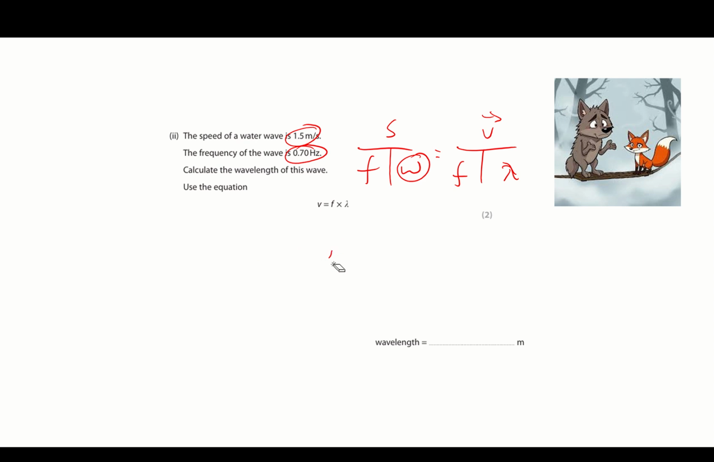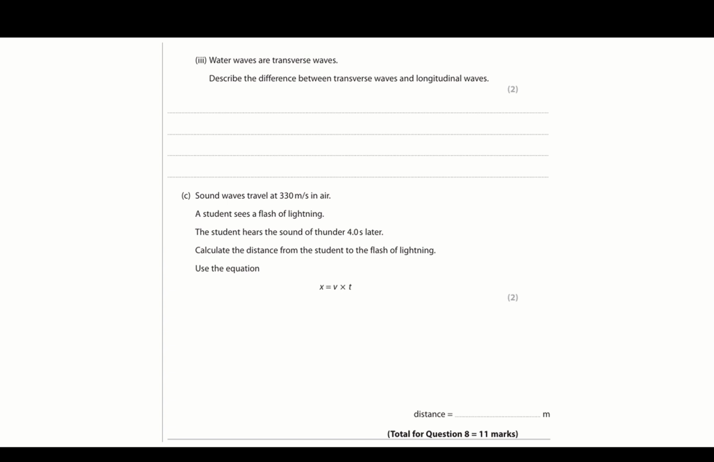So if I just rub that out, then I can put in the model answer. W equals S over F. The 1.5 is the speed, divided by the frequency 0.7, equals 2.1 metres. On to the next one.